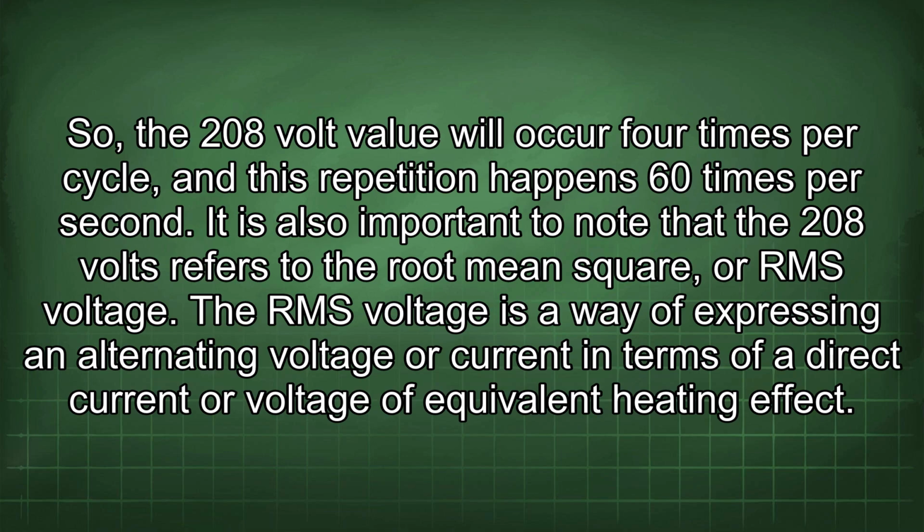It is also important to note that the 208 volts refers to the root mean square, RMS voltage. The RMS voltage is a way of expressing an alternating voltage or current in terms of a direct current or voltage of equivalent heating effect.